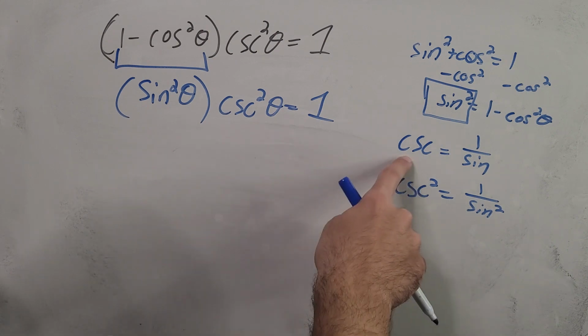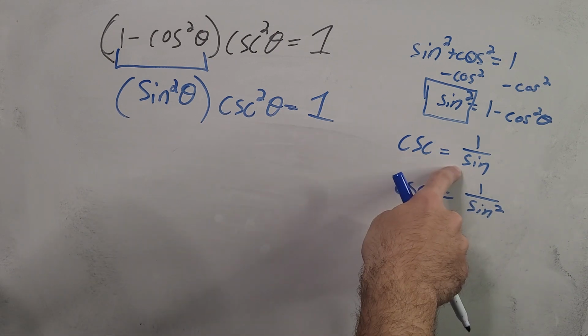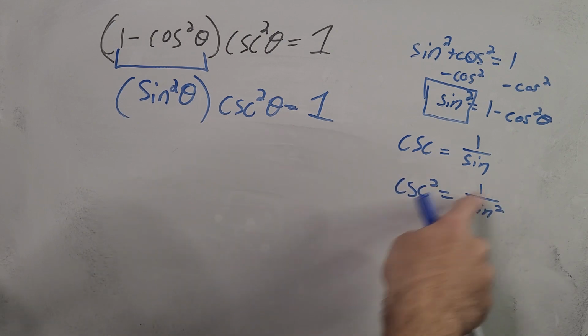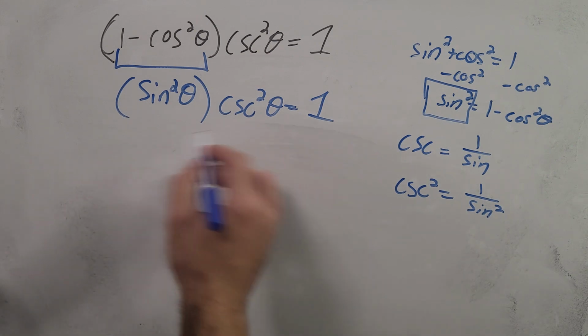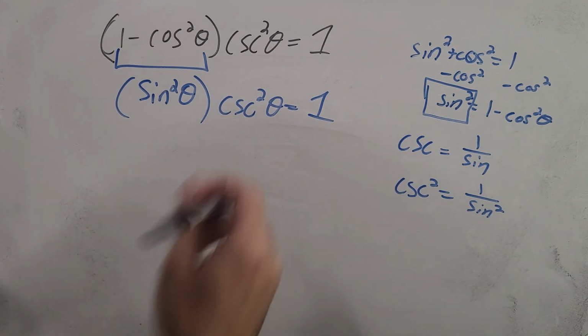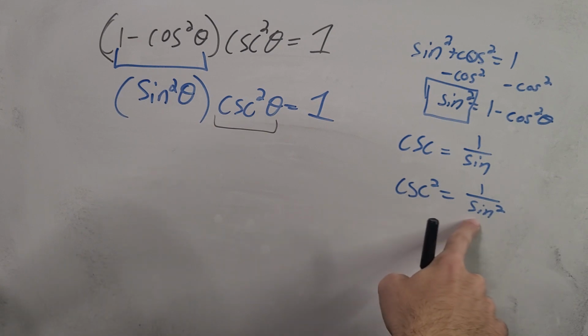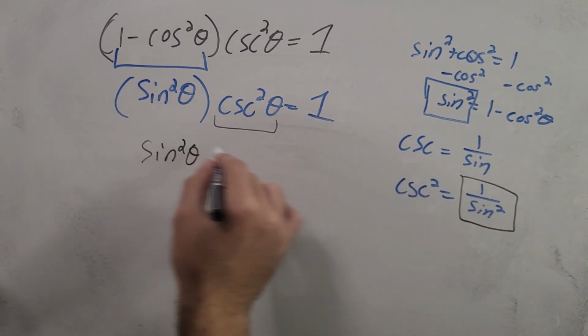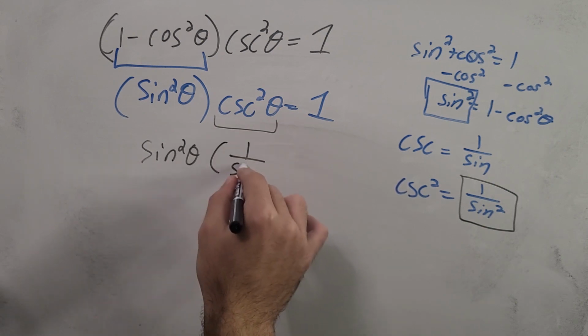Okay? So again, this is the identity that we started off with in the beginning of the video, and we could rewrite it as cosecant squared equals 1 over sine squared. We are allowed to do that. So I know that this cosecant squared is going to be rewritten as this fraction over here: sine squared theta times 1 over sine squared theta.